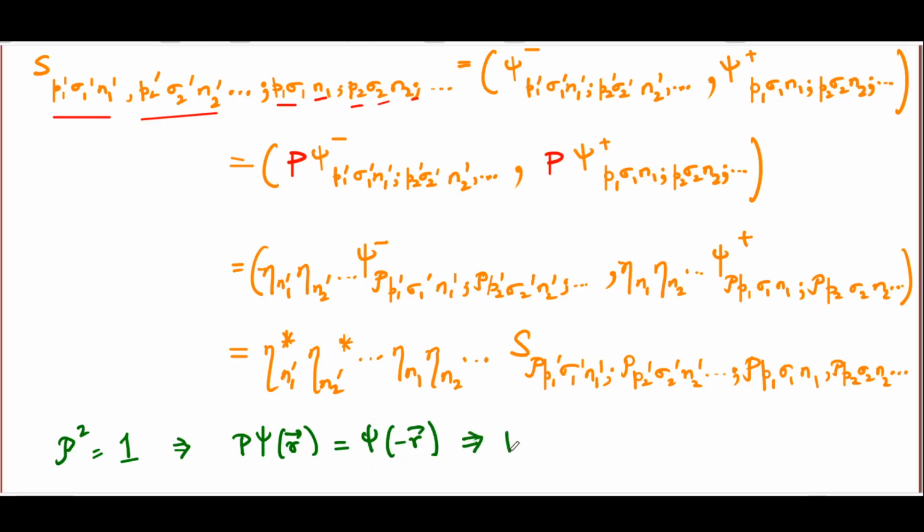And this immediately will tell you that P squared acting on psi of r will be P acting on psi of minus r, and that will be psi of r. And since this works for all wave functions, this will tell you that P squared, the unitary operator parity squared, must be the identity operator. Now an immediate consequence of that will be that the eigenvalues of the parity operator, which are the intrinsic parities in this case, must have values of either plus 1 or minus 1. They should at least be all real, and therefore conjugation that we are doing here is not really necessary.